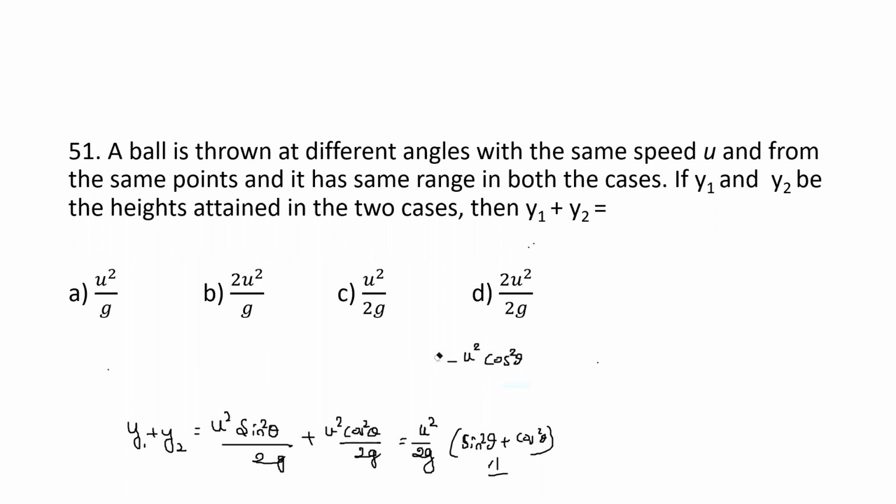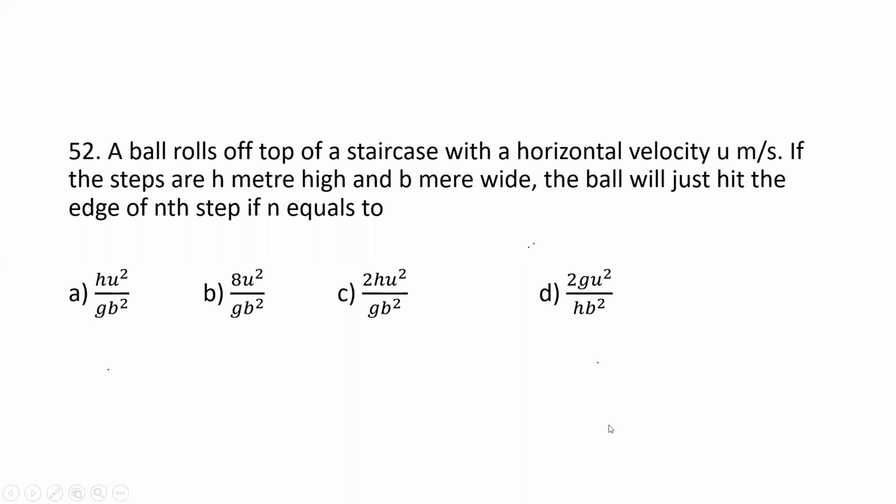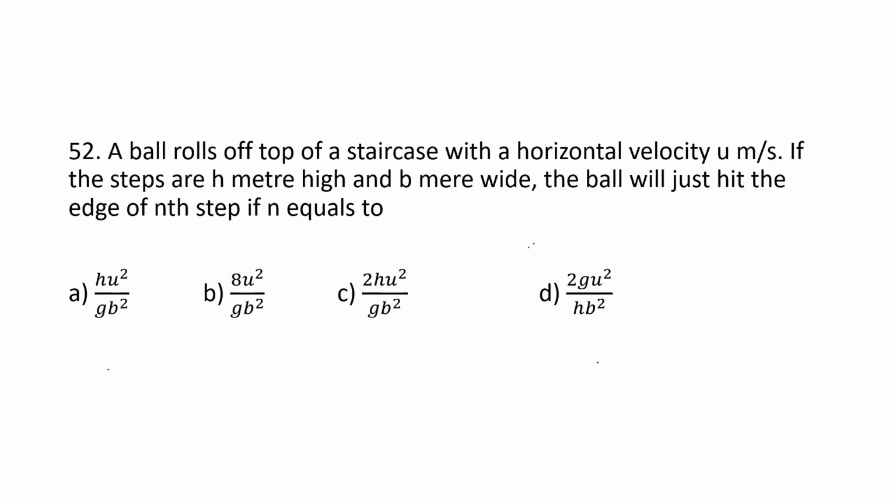Let us see the next question. A ball rolls off top of a staircase with a horizontal velocity u meter per second. If the steps are h meter high and b meter wide, the ball will just hit the edge of nth step if n equals to.